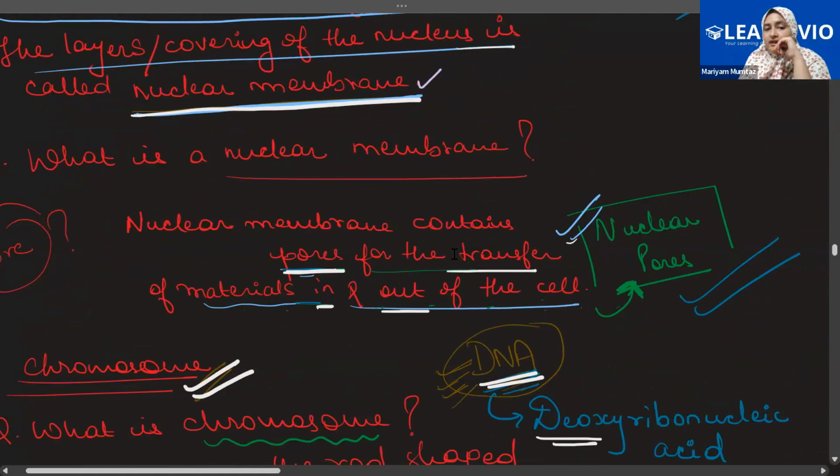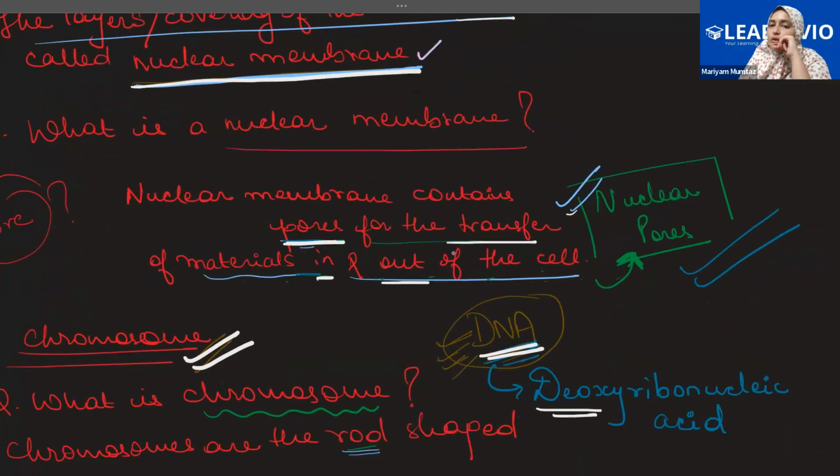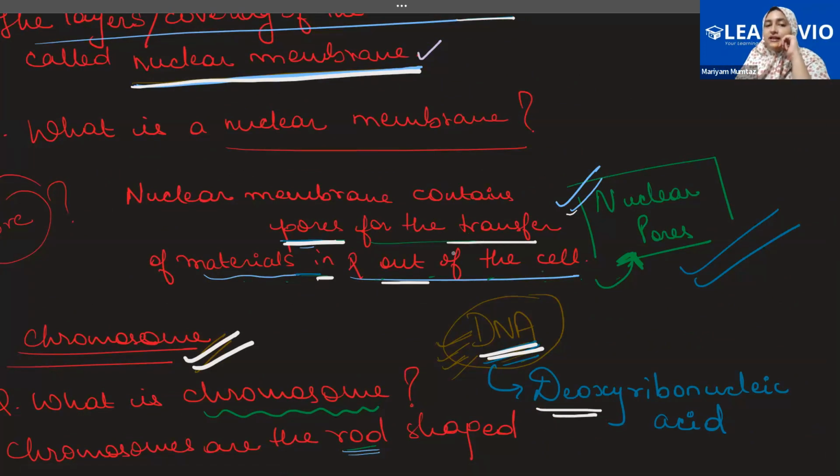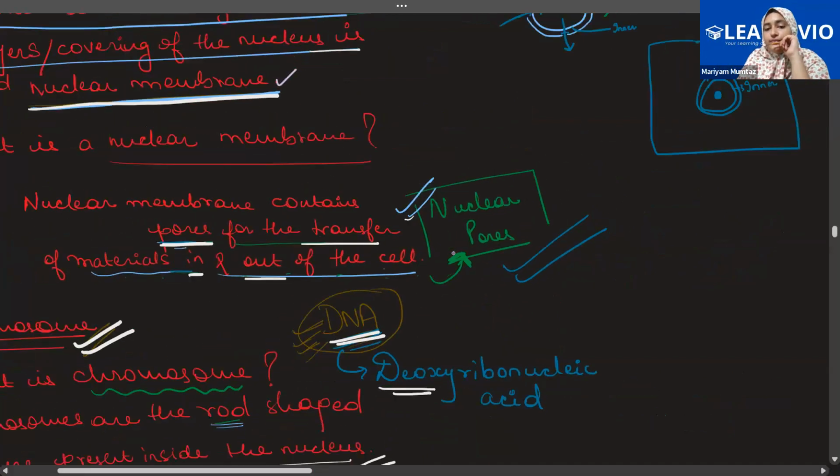Now this nuclear membrane contains pores. Pores are tiny holes that are present in it. Why? So that the nucleus will be able to transfer materials inside the cell and outside the cell, because the membrane of the nucleus is not permeable like the plasma membrane. Plasma membrane was permeable, so it was allowing things to come in and to go out. But the nuclear membrane contains pores so that it can let things come in and go out. Those are known as nuclear pores.